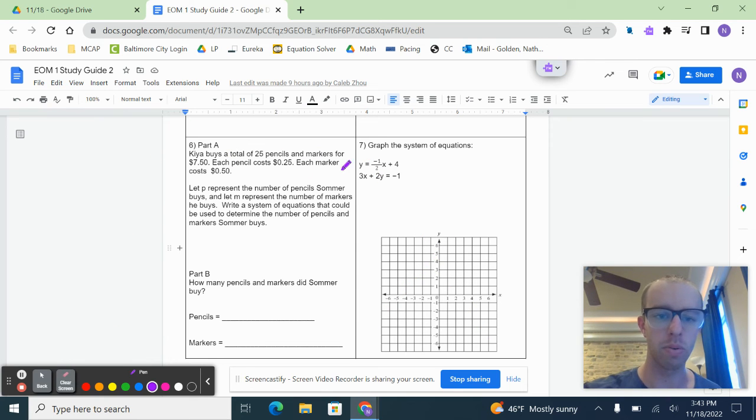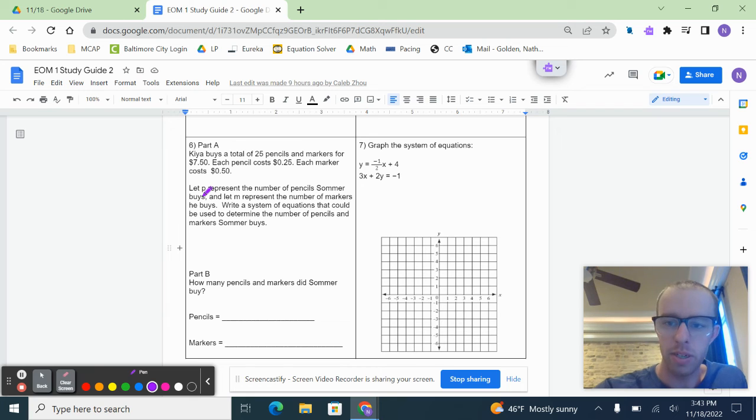Kaya buys a total of 25 pencils and markers for $7.50. Each pencil costs 25 cents. Each marker costs 50 cents. Let P represent the number of pencils Summer buys, and let M represent the number of markers. Write a system of equations that could be used to determine the number of pencils and markers that Summer buys. So we got to write a system of equations. A system of equations is 2 equations.